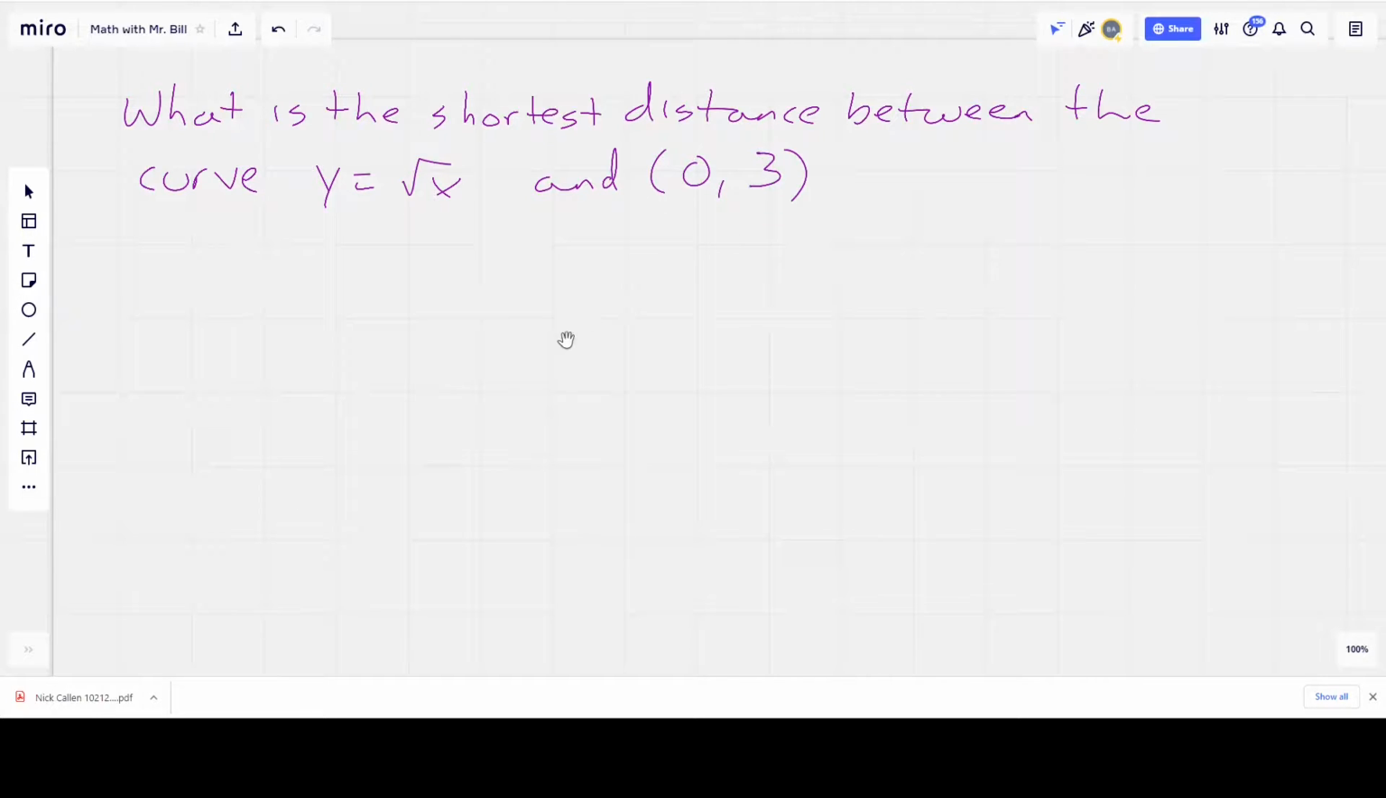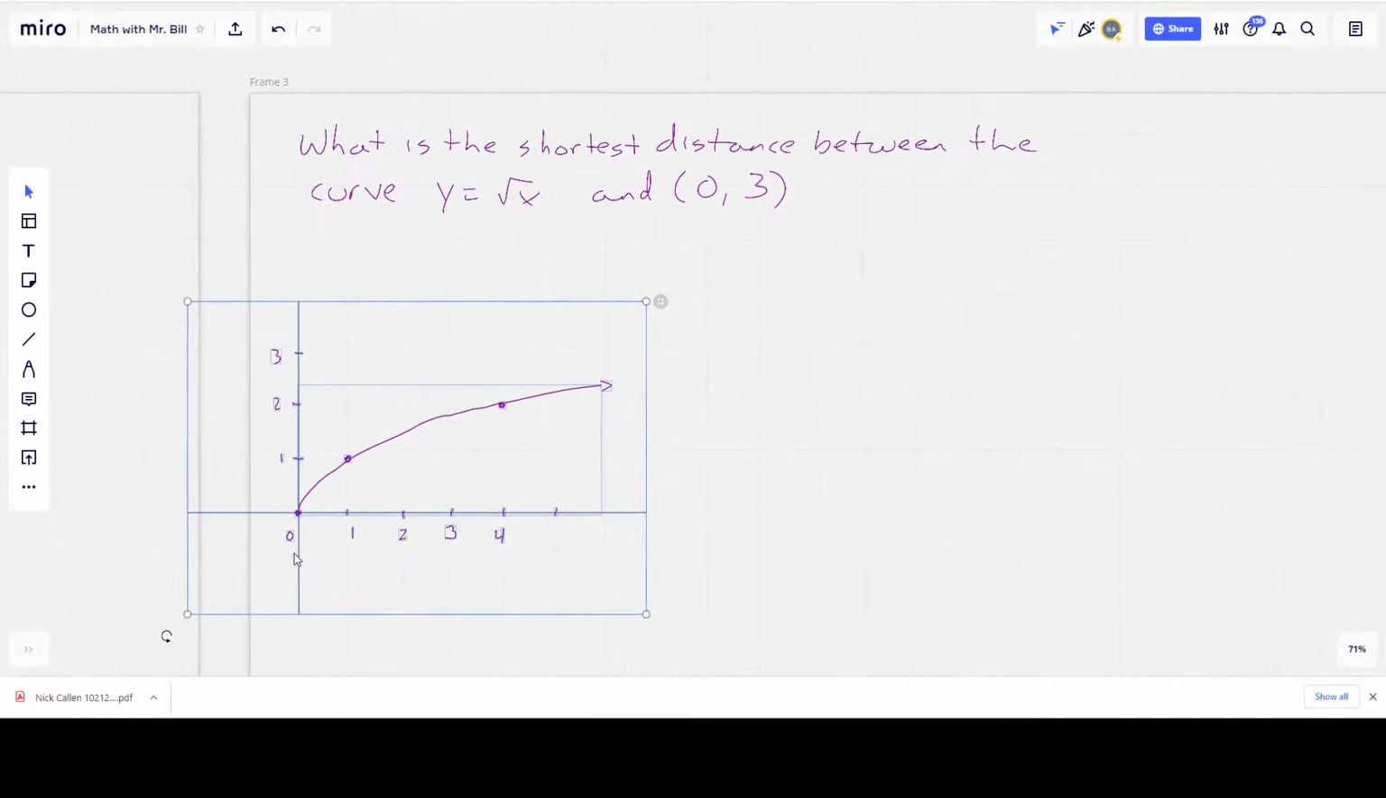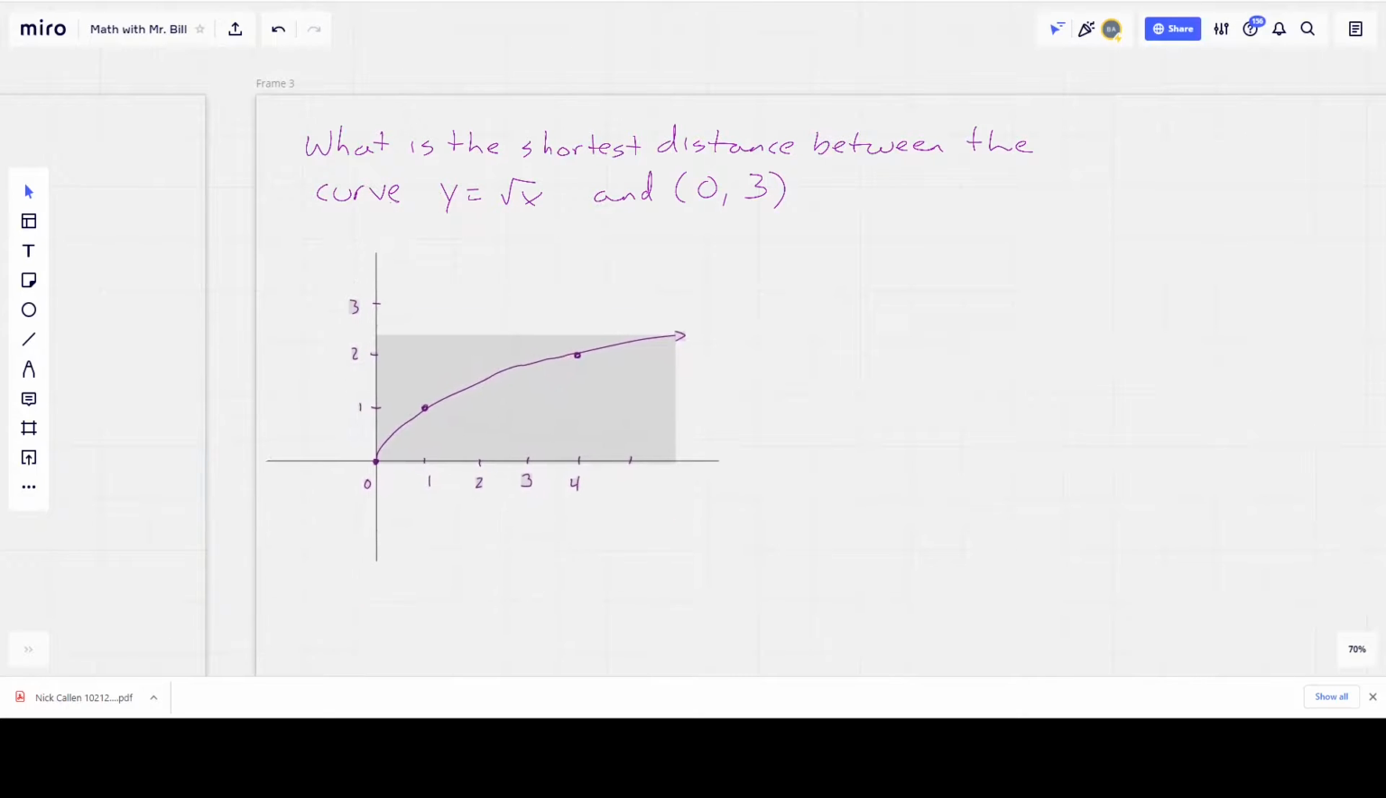So let's take a look at this problem. We're asked, what is the shortest distance between the curve y equals the square root of x and the point (0, 3)? So let's take a look at what we're dealing with.